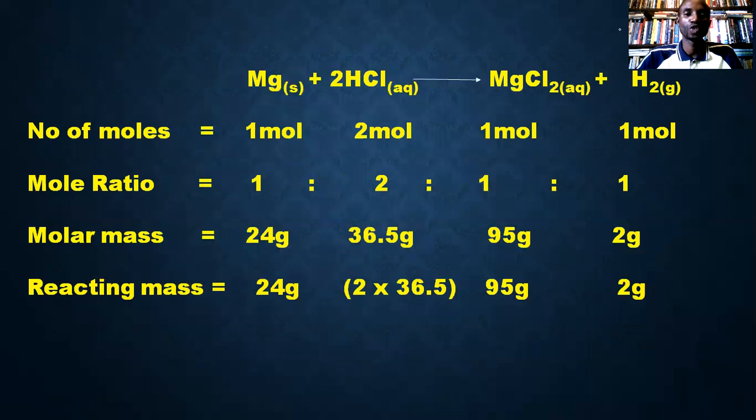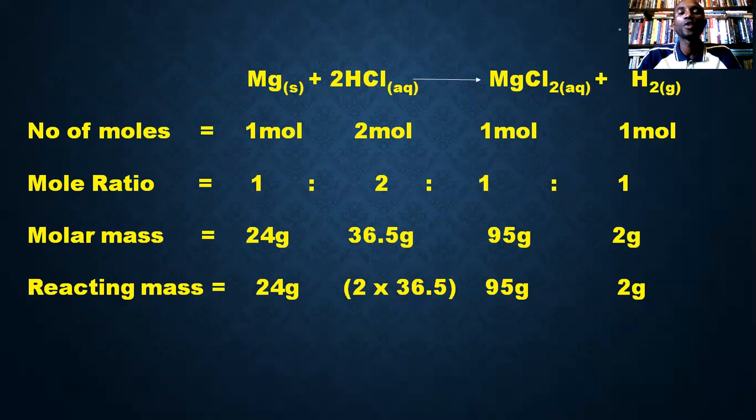So let's take some example of an equation. We brought out this one before. The magnesium reacts with hydrochloric acid, or hydrogen chloride aqueous, which is hydrochloric acid, to produce magnesium chloride and hydrogen gas. All right, the number of moles is 1 mole, 2 moles, 1 mole, 1 mole. The mole ratio is 1:2:1:1.